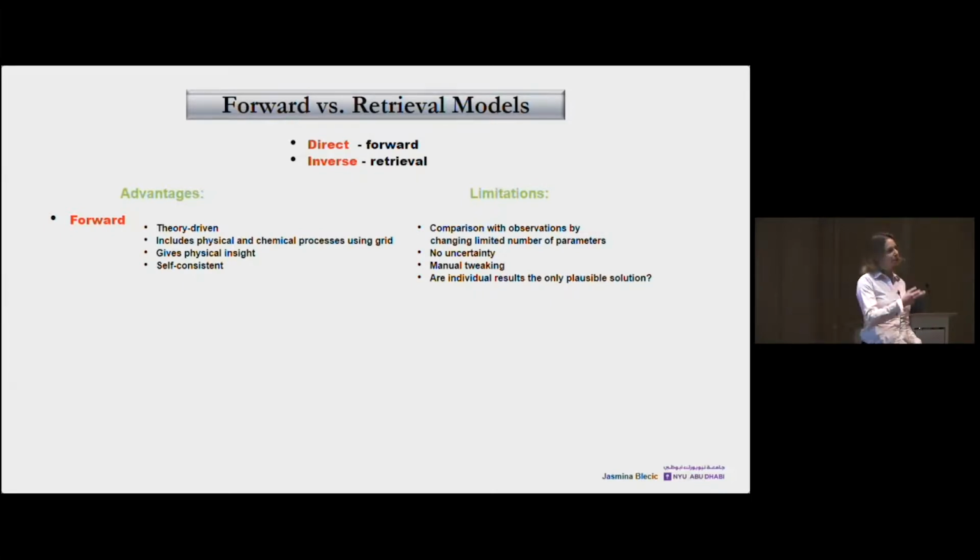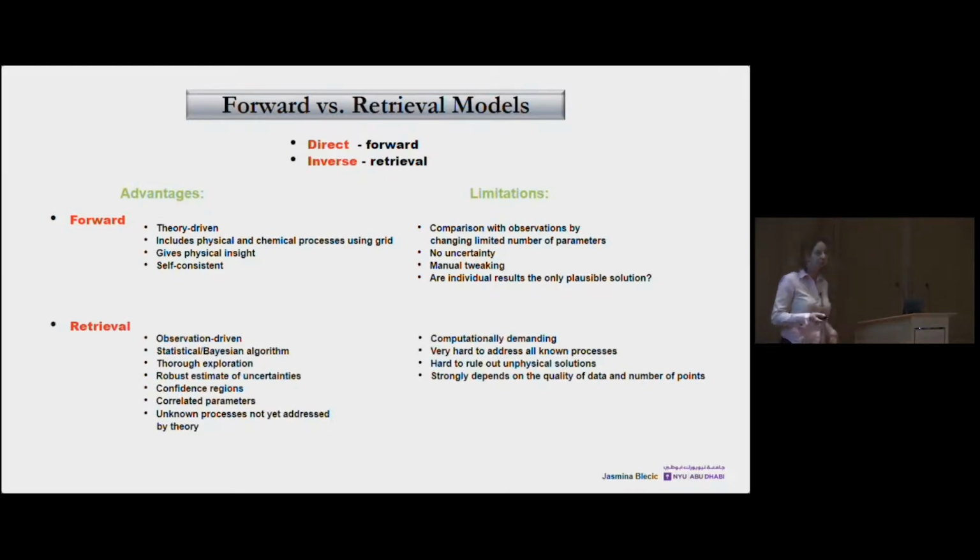However, all those physical and chemical processes are usually introduced into the model without any uncertainties. So manual tweaking of the parameters does not give us a robust estimate of the uncertainties. So it is always a question whether the individual results that we are getting are the only plausible solution.